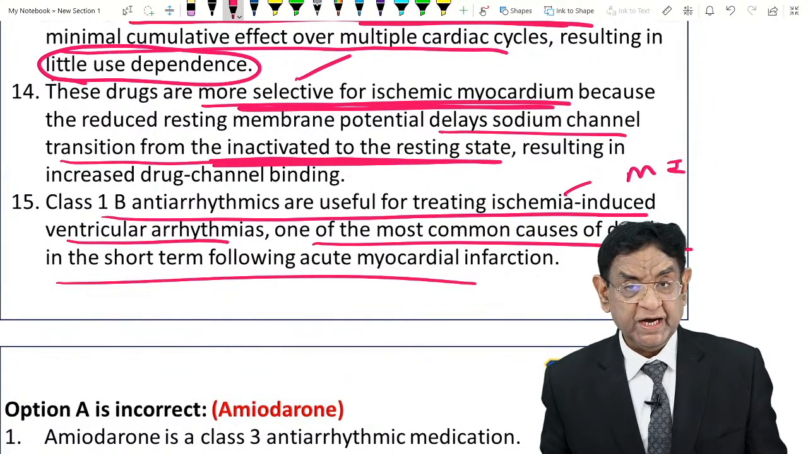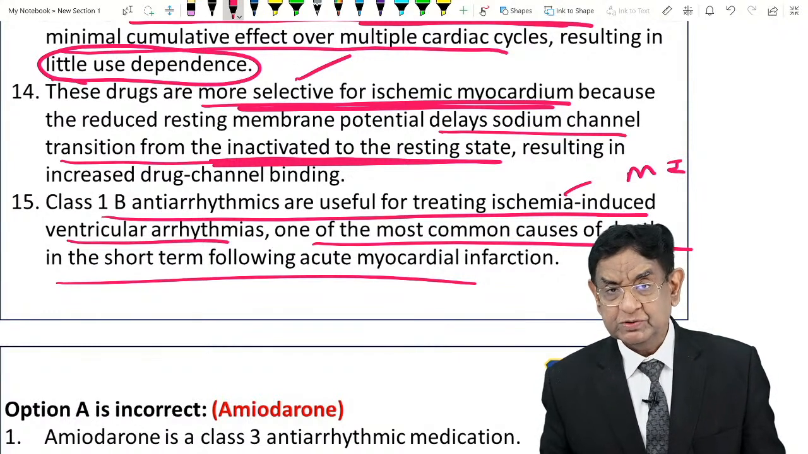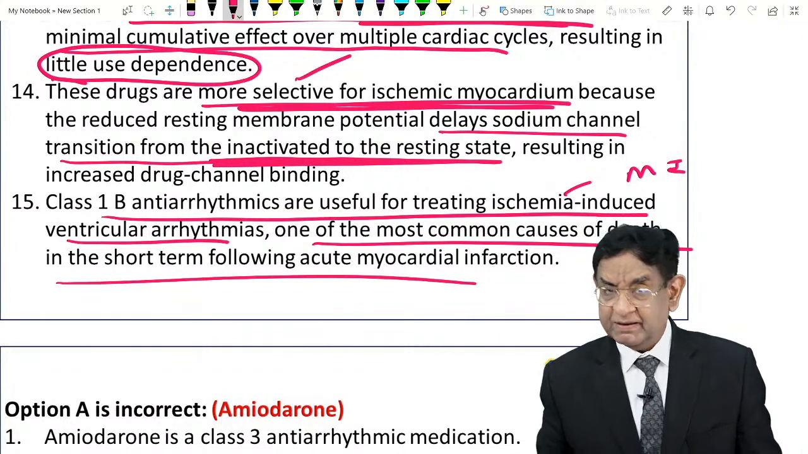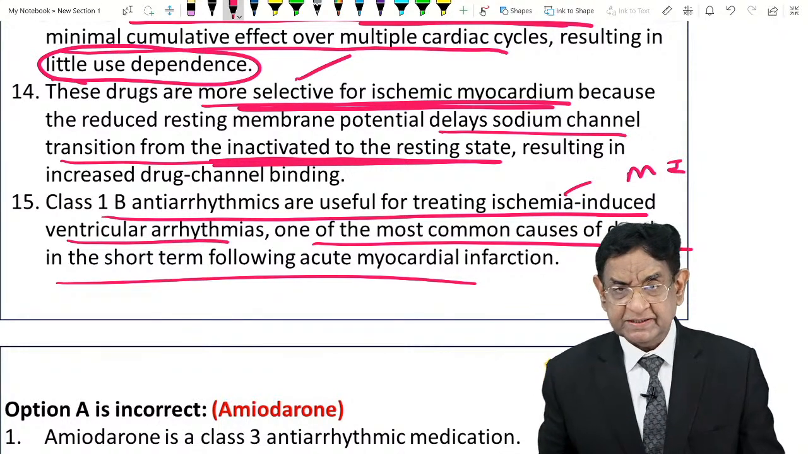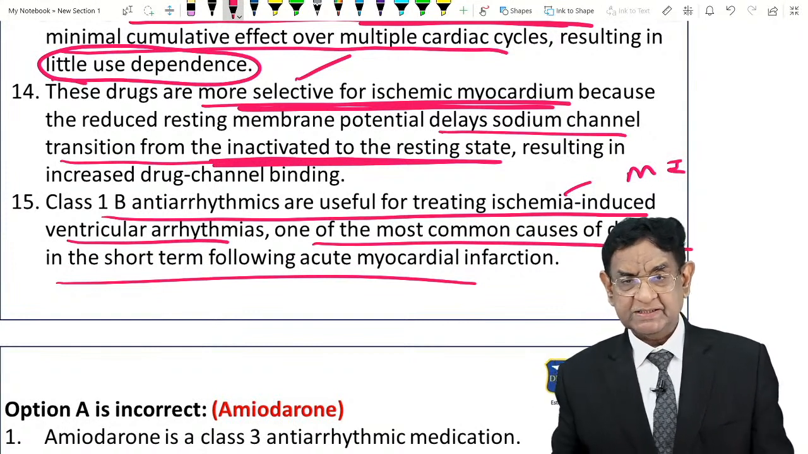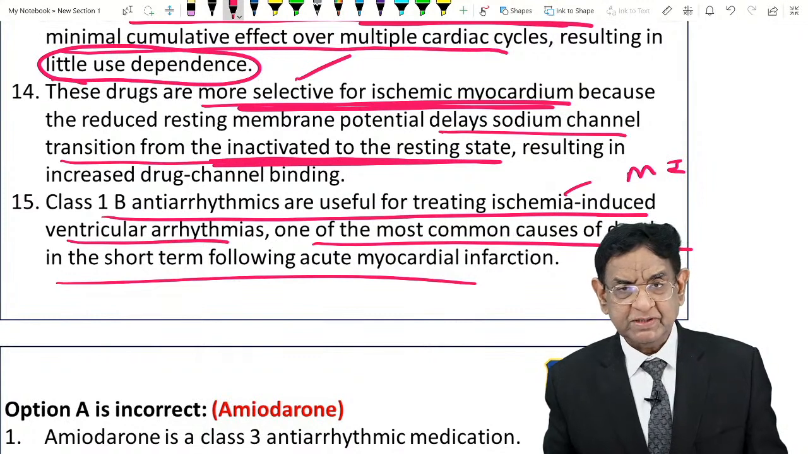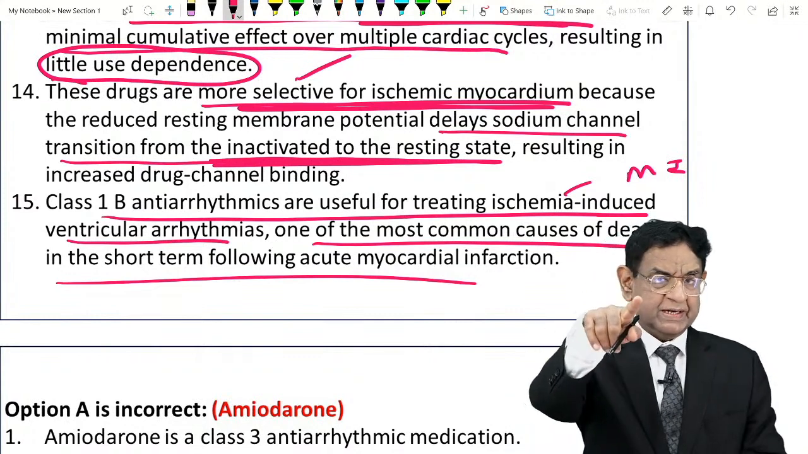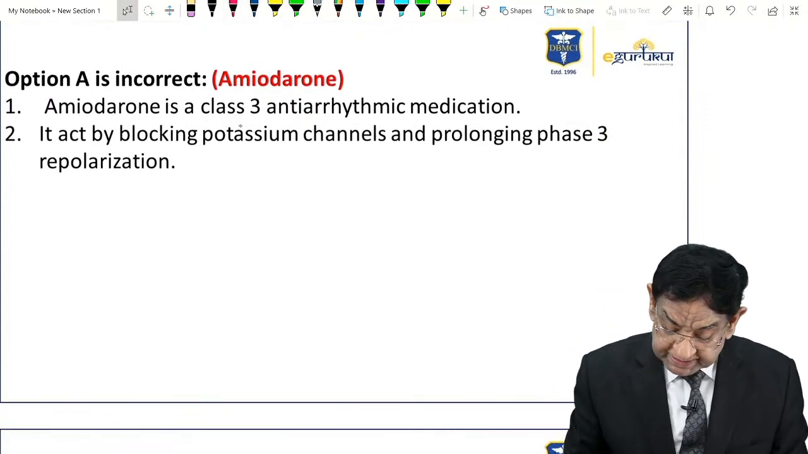So now you are clear why we use lignocaine in ventricular arrhythmias after MI. Remember, ventricular arrhythmias are very common after coronary artery disease. We want a safe drug, which should not affect much of the ischemic heart tissue, and lignocaine is the best drug. Amiodarone is a class 3 drug.